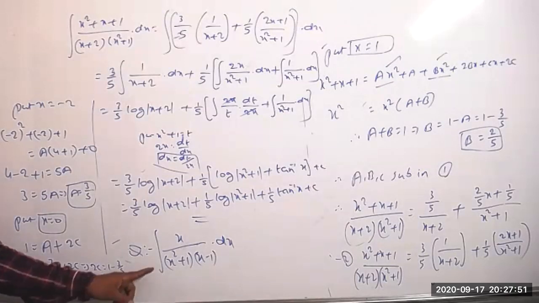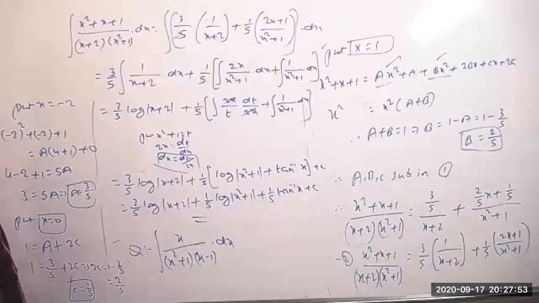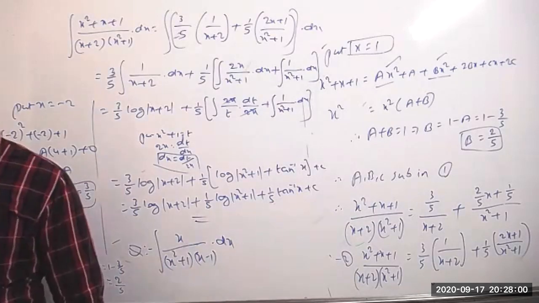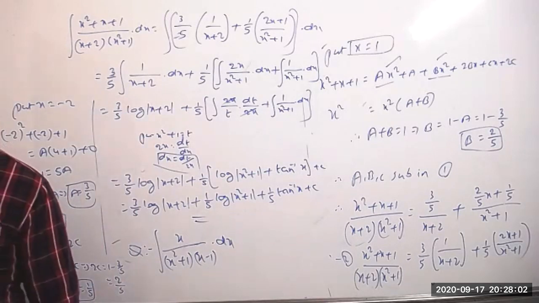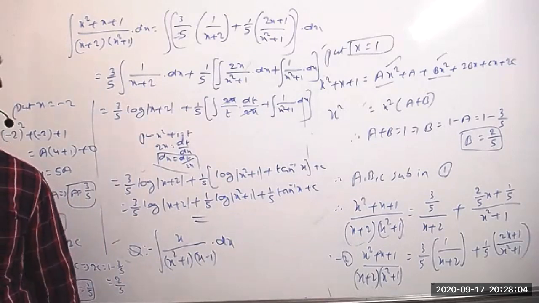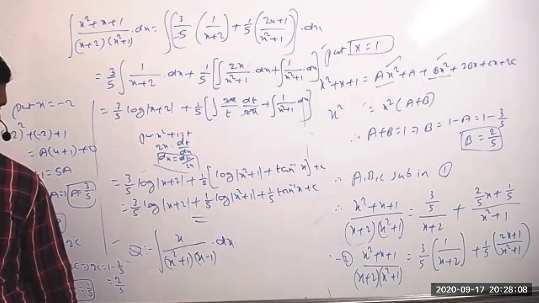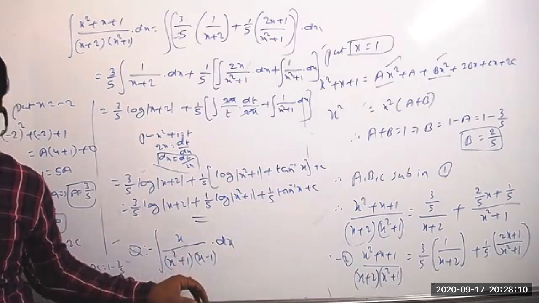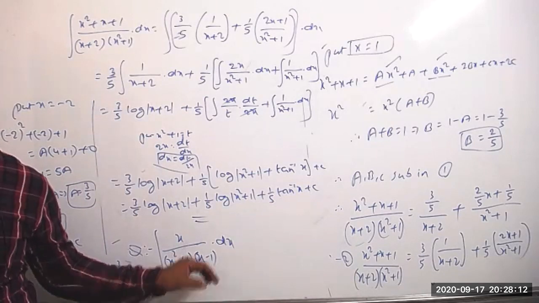Okay, try this question, all of you. Integration of x by x square plus 1 into x minus 1 into dx. Complete it and tell me the answer. The same procedure we have to follow. This you can take as the second one only. No need to take it as the first, you can take it as the second.